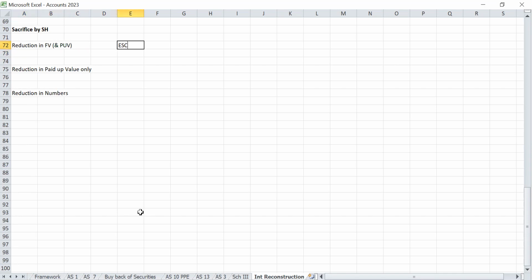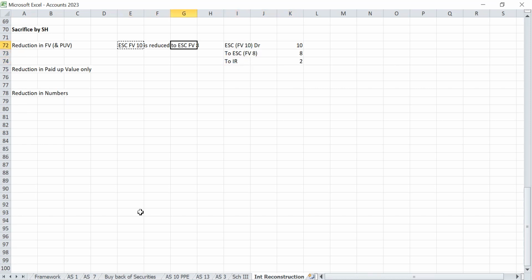For example, equity share capital face value 10 is reduced to equity share capital face value 8. Means what? 2 rupees sacrifice. Equity share capital of 10 rupees was there, now it is reduced to 8. Now the entry will be: we have to cancel equity share capital face value 10 and create equity share capital face value 8. 10 rupees, 8 rupees, the difference of 2 will be transferred to internal reconstruction.